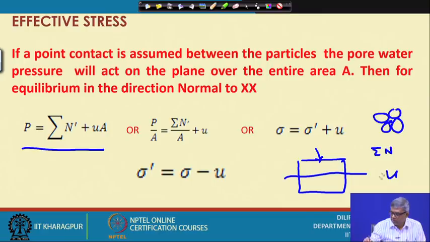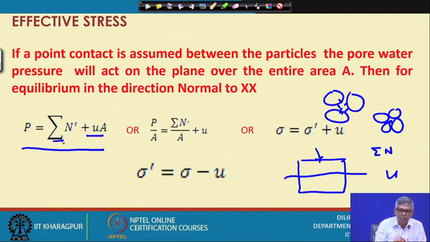So, when there is a grain like this, when there is u acting, u will be acting equally in all directions. So, I am considering only the vertical direction. So, u into a is force, sigma n dash also force, these two together will be equated by the external force P.